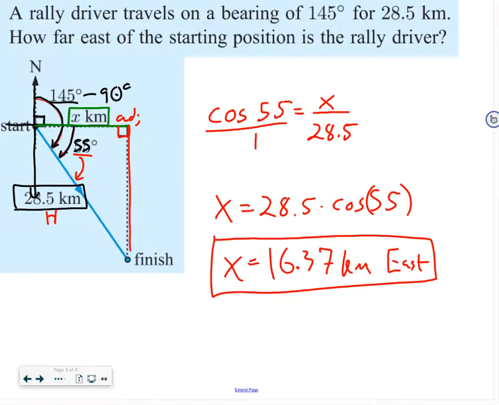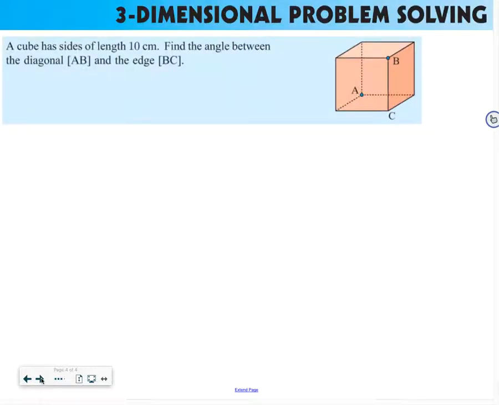So let's look at an example dealing with three-dimensional problems. Okay, so just like with our Pythagorean theorem, we're going to probably have to look at a couple different triangles here with three-dimensional problems. Okay, so a cube has sides of length 10. So I know all three dimensions are 10. Okay, so that's equal to that, which is equal to that. Okay, find the angle between the diagonal A to B. So if we had a stick or something in our cube, what angle does that make?